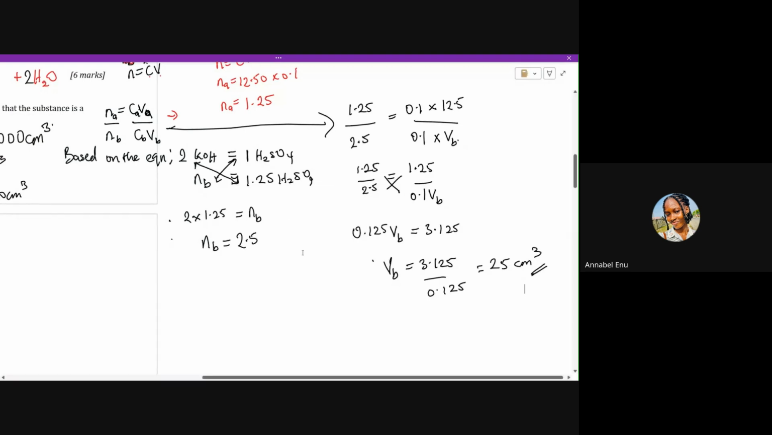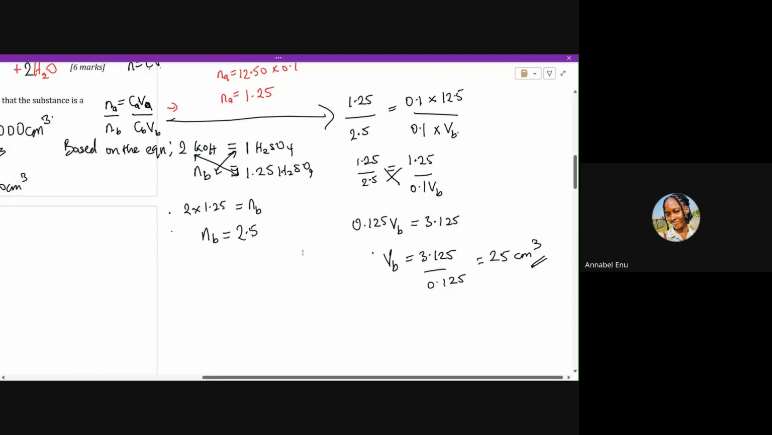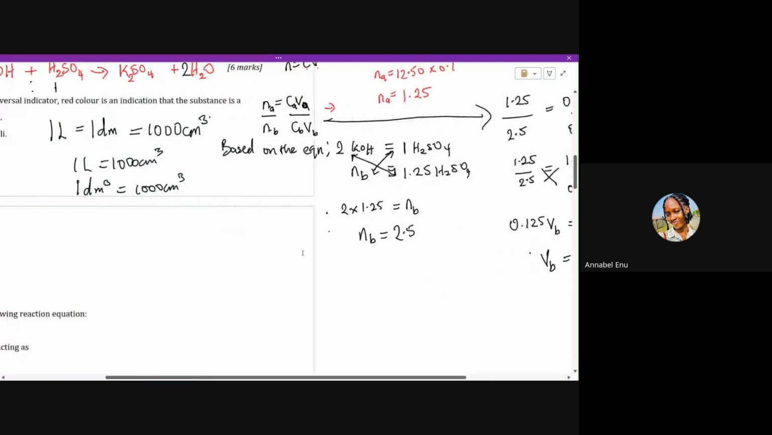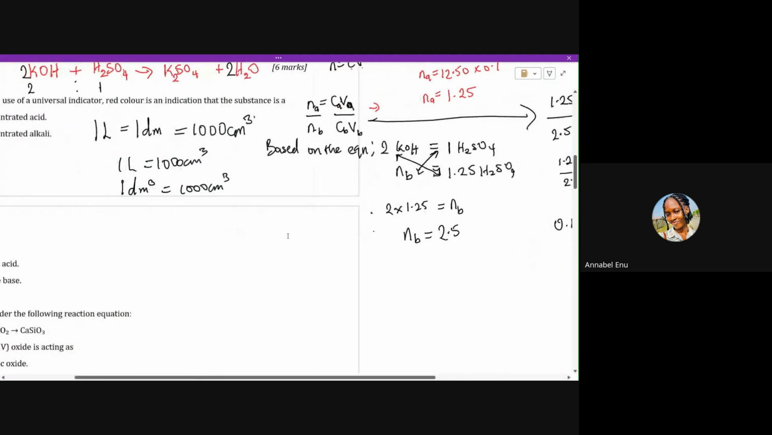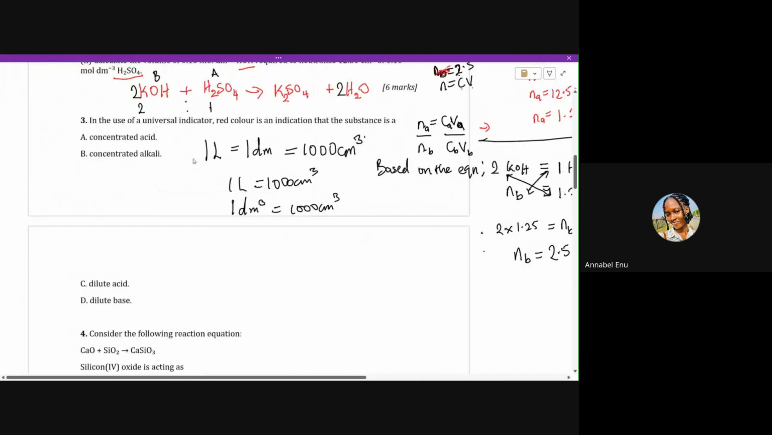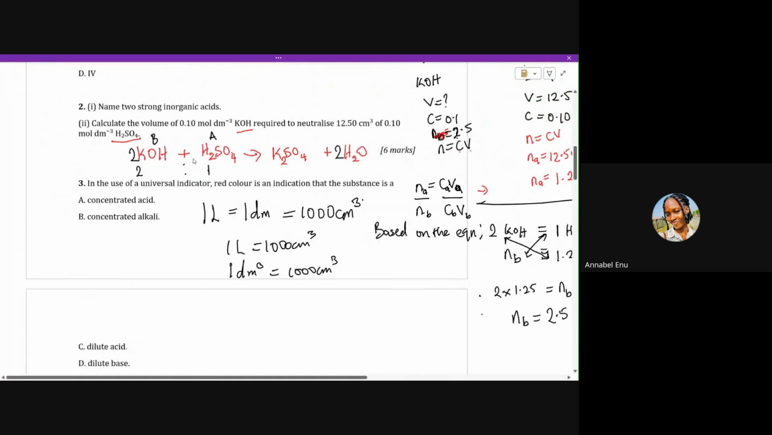But if they said let your answer be in decimeters cubed, you convert using this table here. Now the question number 3. All these many things were for question number 2.